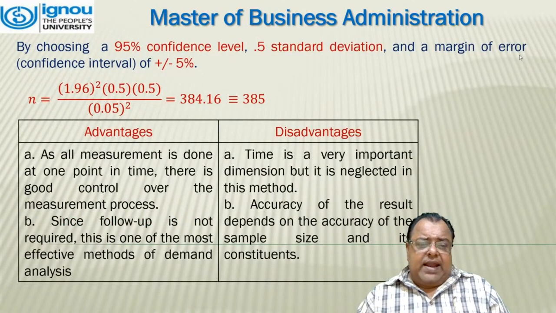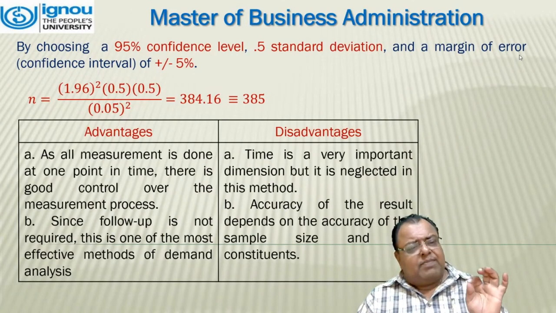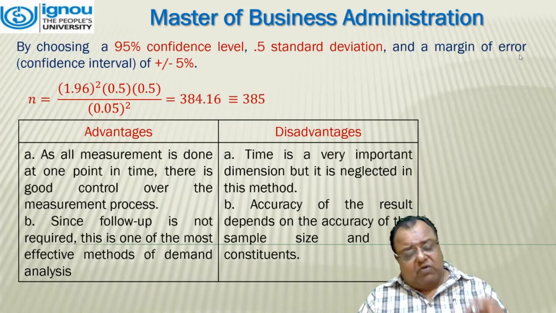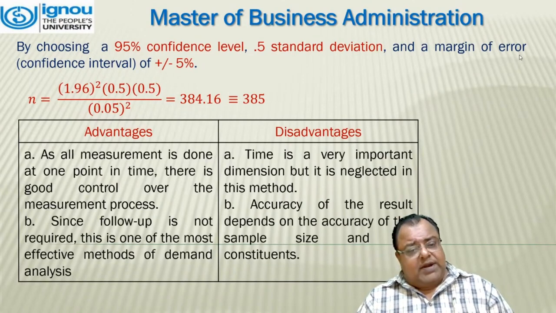By choosing a 95% confidence level, 0.5 standard deviation, and a margin of error of plus minus 5%, by placing all the values in this formula, we are going to get 384.16. So we can take it as 385. These are the two statistical methods from where the samples can be calculated.